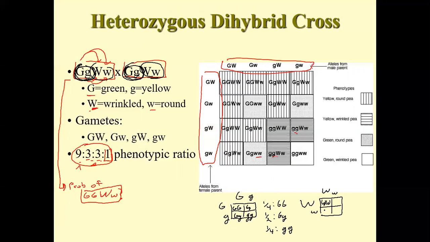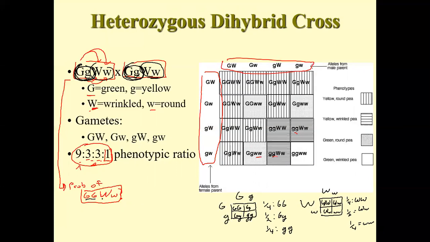And in this case, you can see 25% would be homozygous dominant, 50% would be heterozygous, and 25% would be homozygous recessive. Okay. Now, again, this is going to be a lot quicker to solve.